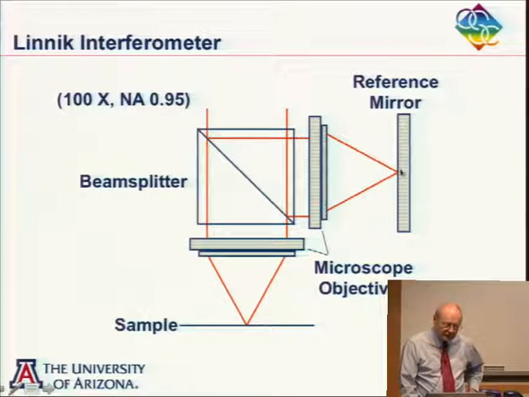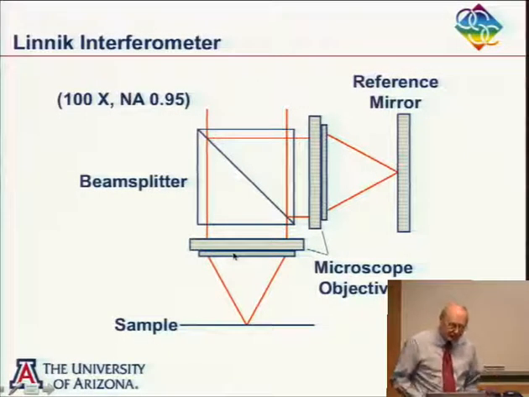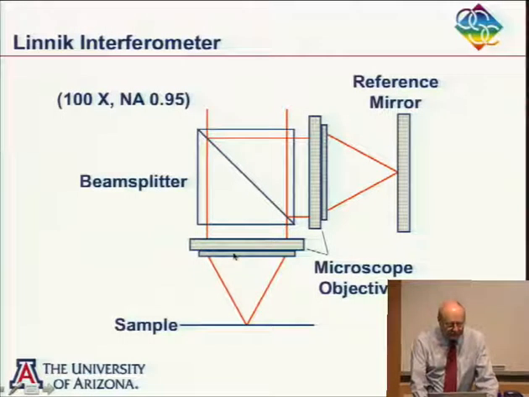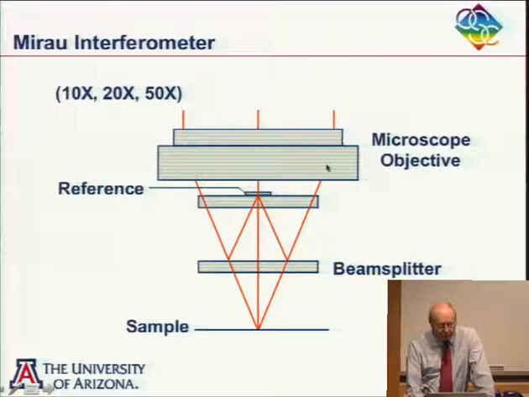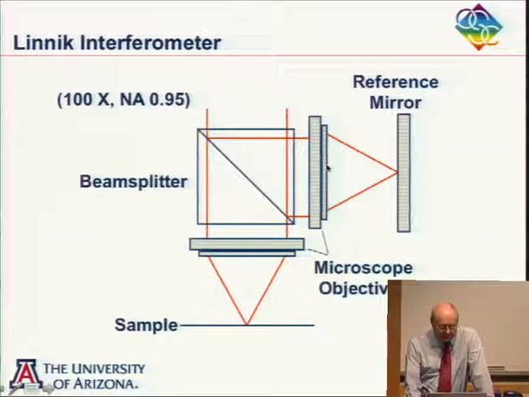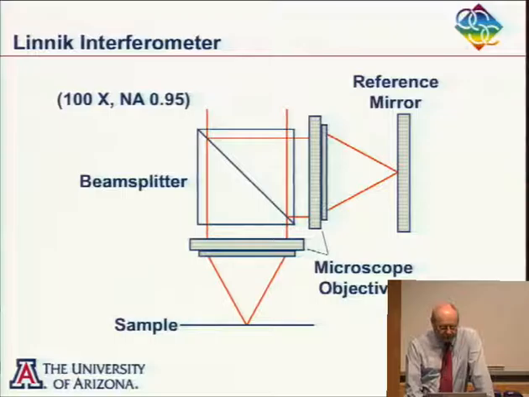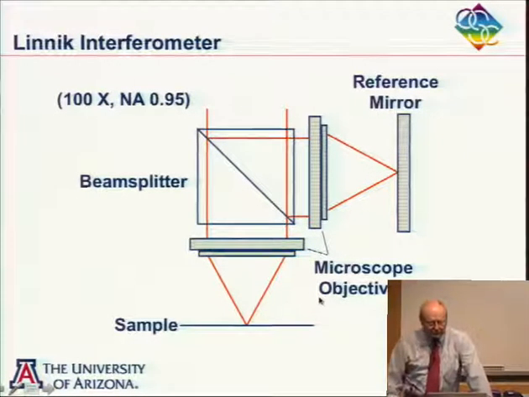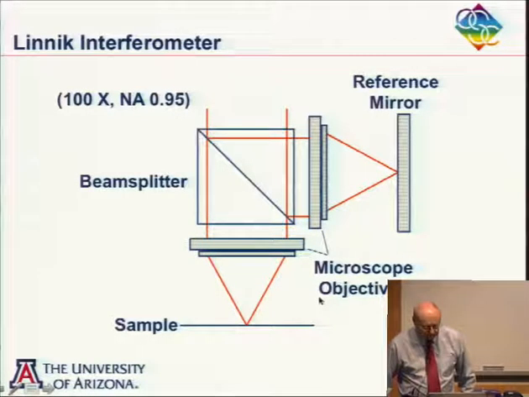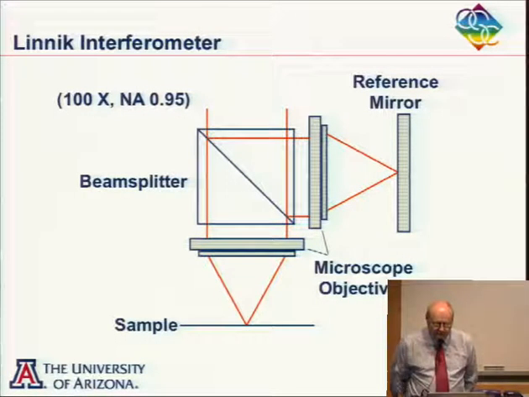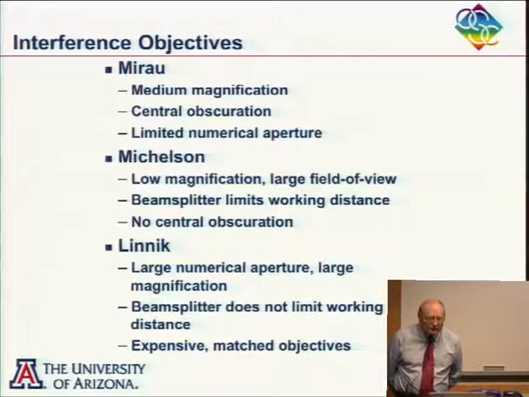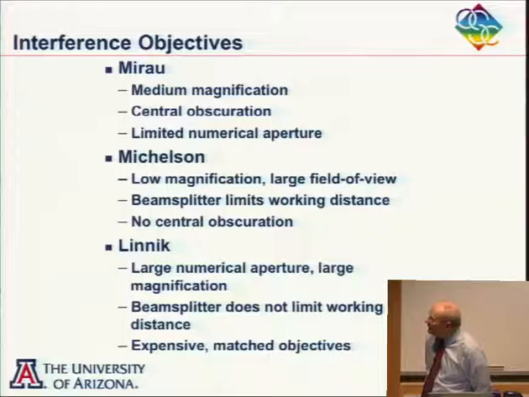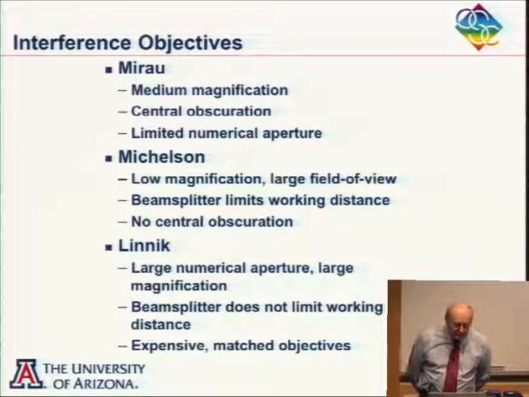Also, if you wanted to make a polarization type interference objective, so that the test and reference beams have orthogonal polarizations, it's a lot easier to do that using the Linnik than it is, say, using the Mirau here. And so at 4D Technology, we do make low magnification Linniks because we want the test and reference to have orthogonal polarization.